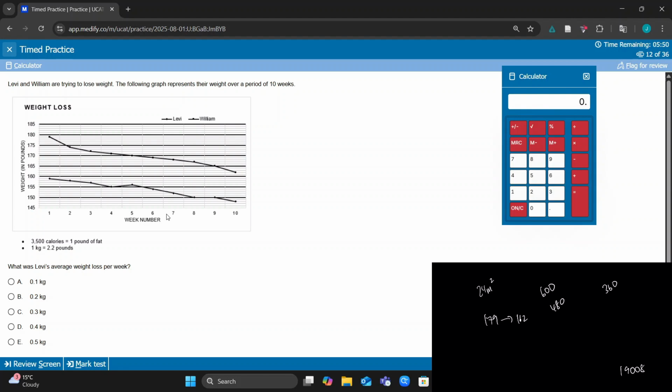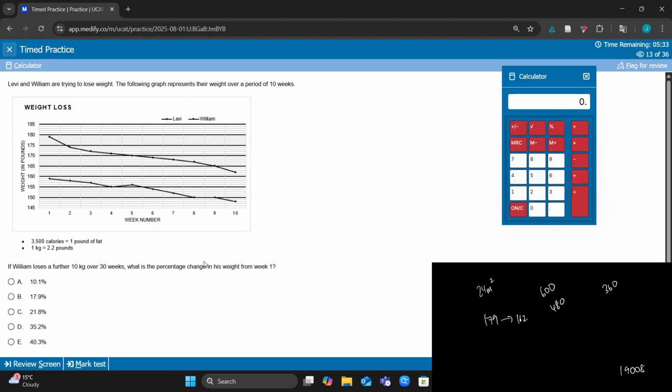What is Levi's average weight loss per week? So Levi goes from 159 to 148. So average weight loss, that's in pounds. So then divide that by 2.2. And then divide that by 10. So yeah, 0.5 kg. Okay, I just read the graph wrong.